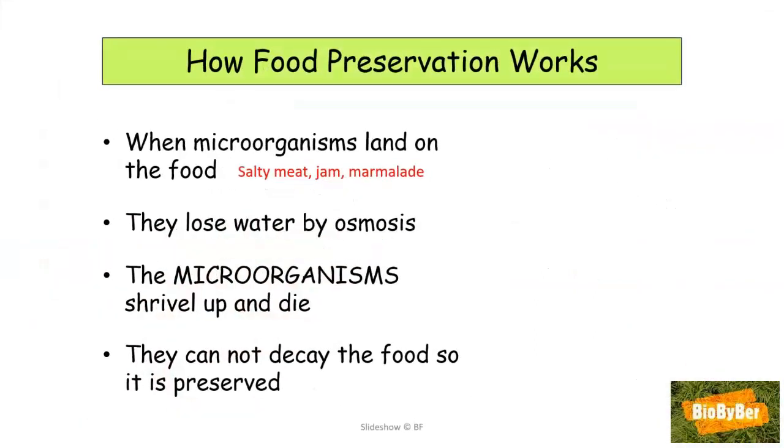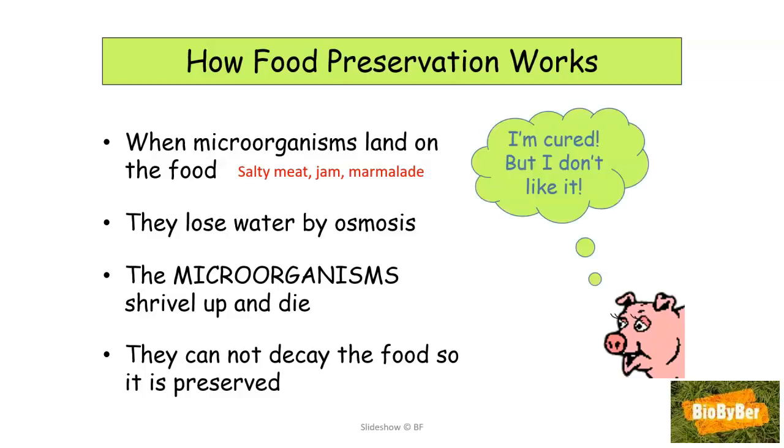Recall the video on osmosis, where we already learned how food preservation works. When microorganisms land on the food, like salty meat and jam and marmalade, they lose water by osmosis. The microorganisms shrivel up and die. They cannot decay the food, and so it is preserved.